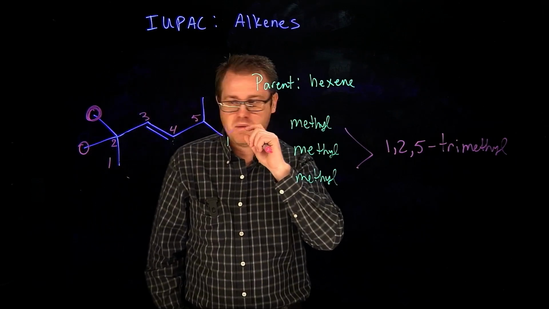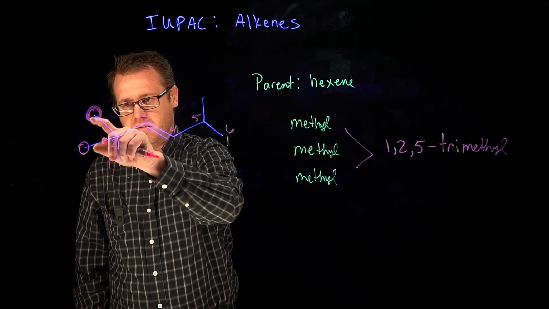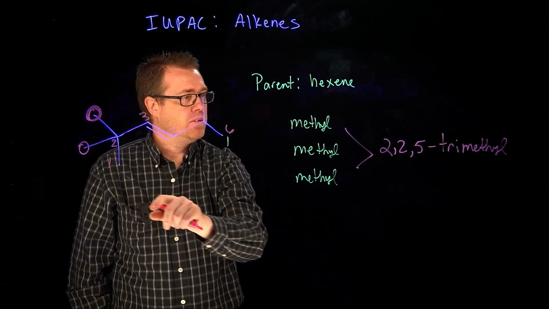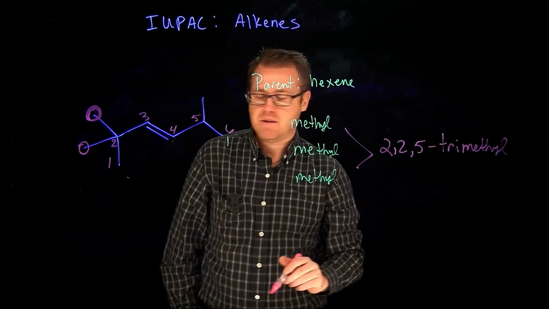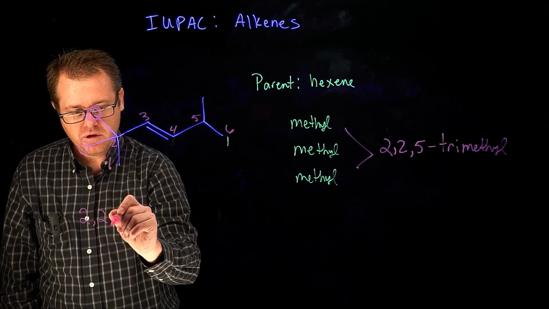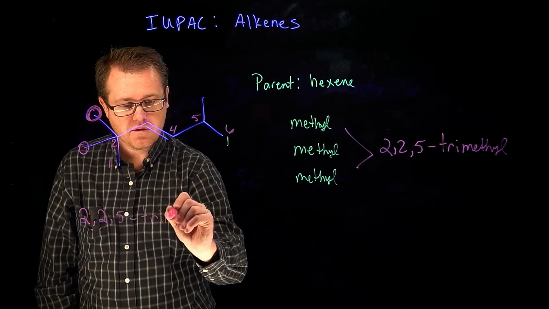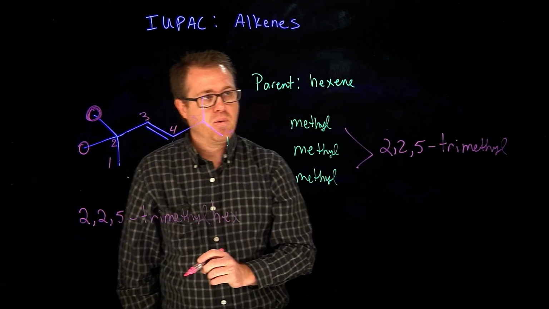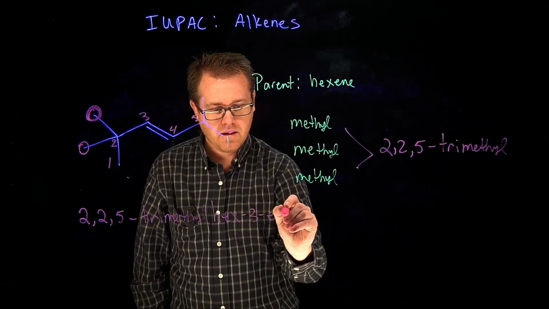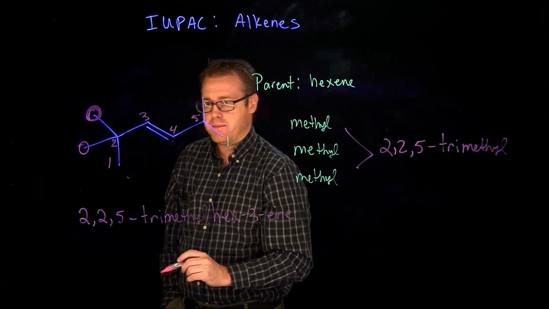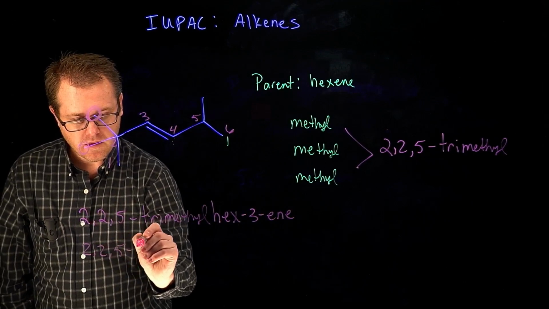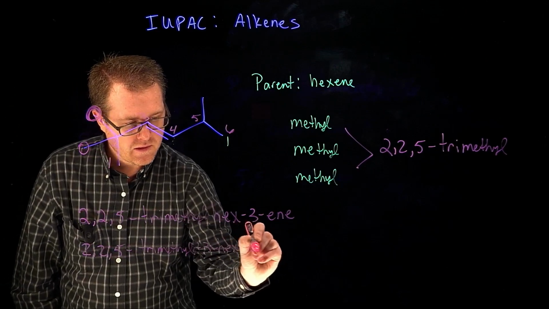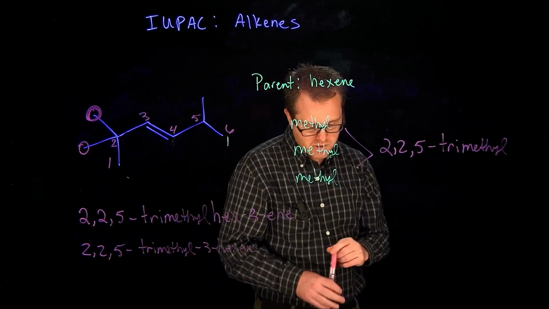Now I made one mistake here. Those are the substituents. Both of them are on carbon 2. So it's a 2,2, yes. And then that methyl is on carbon 5. Now we'll put that all together. 2,2,5-trimethyl, and then hexene. Now we can specify where that double bond is, and that's at carbon 3. That's how you name it, or like that. Both would serve you well.